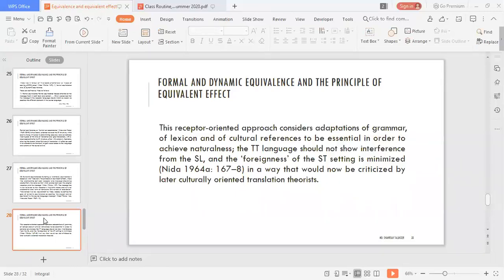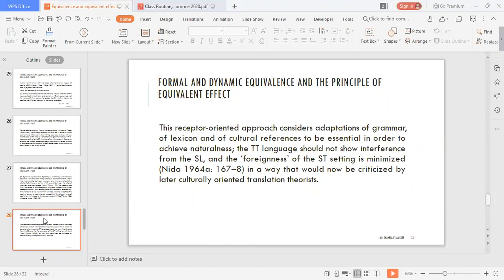So you see, you have to consider the lexicon of Bangla. You have to consider the culture of Bangla. You have to consider the grammar of the Bangla language. And these are the essential elements. You have to consider them if you really want to achieve naturalness in the translation. Is it clear? Is there any confusion, dear students?